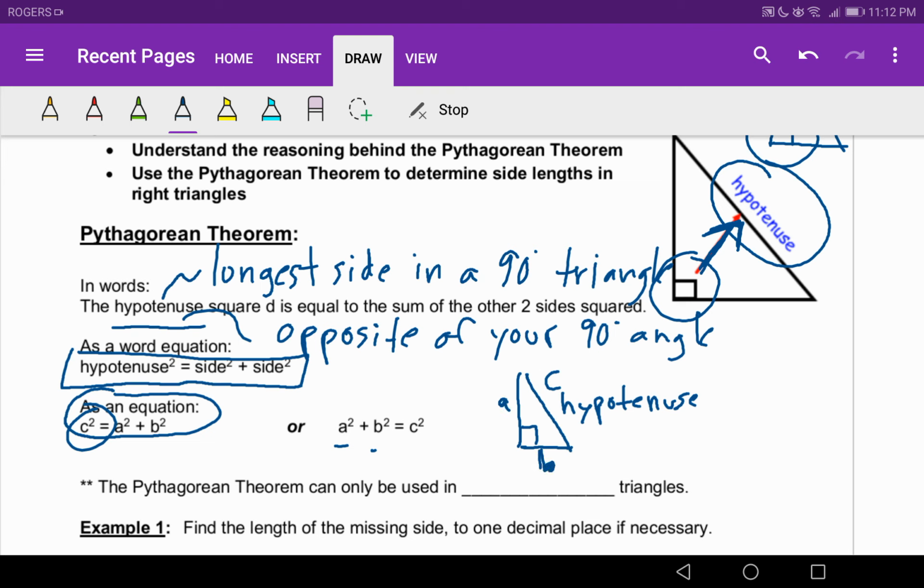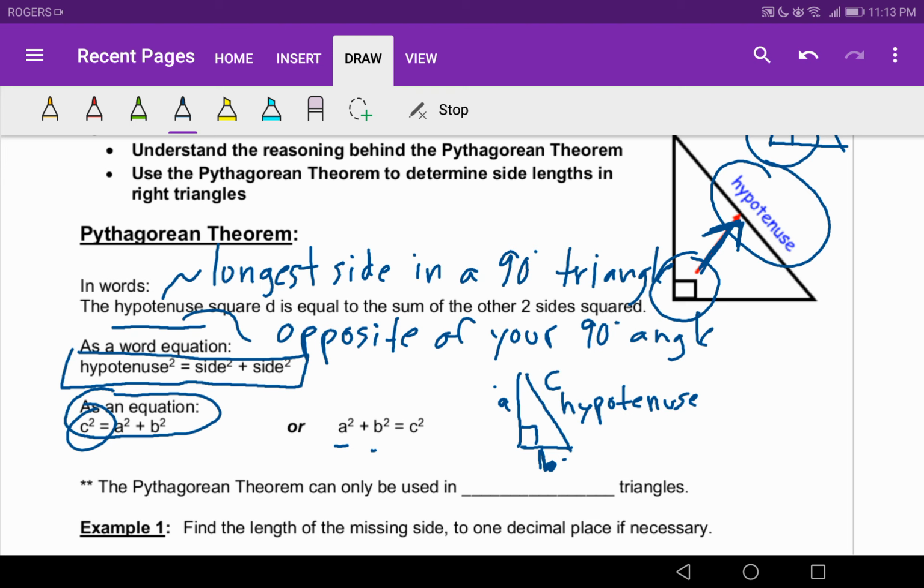For those two variables, it doesn't matter where you put them, as long as you've labeled your c, or your hypotenuse, the longest side. The a and b are interchangeable. You could put a in this spot, or you could put a in the base of the triangle and put b as the height. It doesn't matter. You'll get the same answer regardless. But you absolutely have to have c as the hypotenuse, because if you plug in c for a different letter, you will get a different answer.